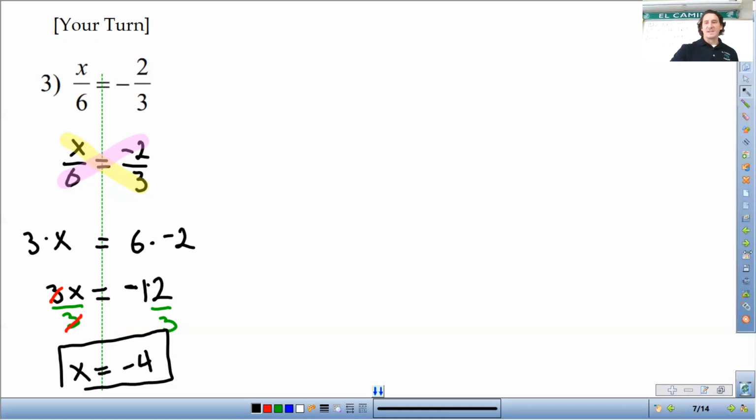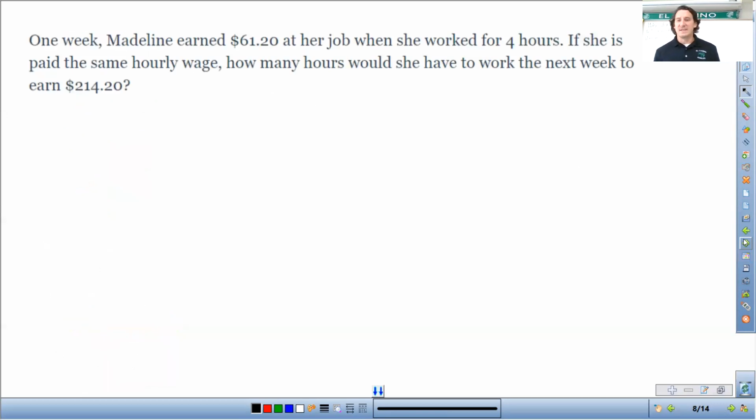The second part of our lesson is working with proportion word problems. So we're going to do a bunch of these to practice, because practice is the best way to get better at these. So one week, Madeline earned $61.20 at her job when she worked for 4 hours. If she is paid the same hourly wage, how many hours would she have to work the next week to earn $214.20? So for this, we want to set up the proportion.